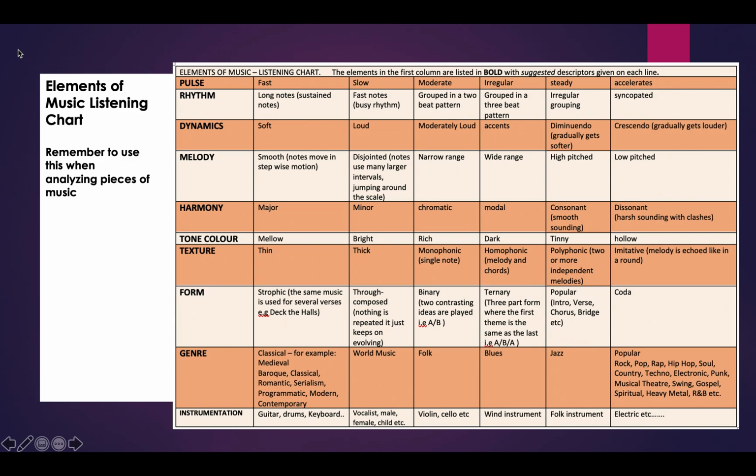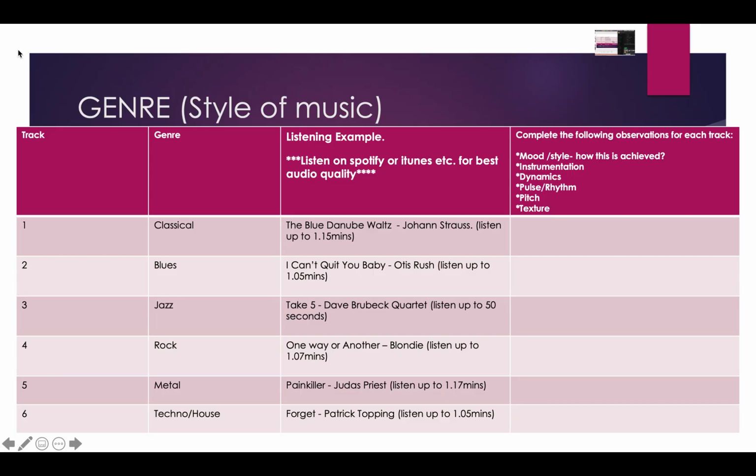Here is the Elements of Music listening chart. You can use this to help you describe the selected pieces in case you're stuck. So here are the pieces of music you are going to do for task 1. You're going to listen to the classical track The Blue Danube Waltz by Strauss up to 1 minute and 15 seconds, and then you are going to complete the following observations.